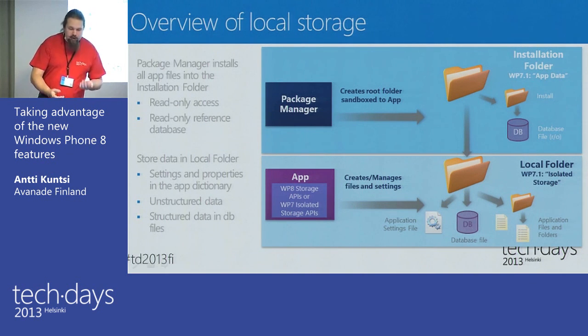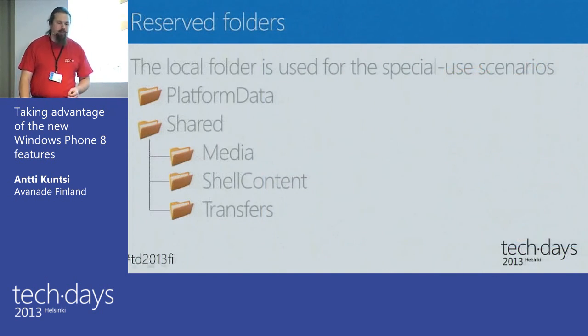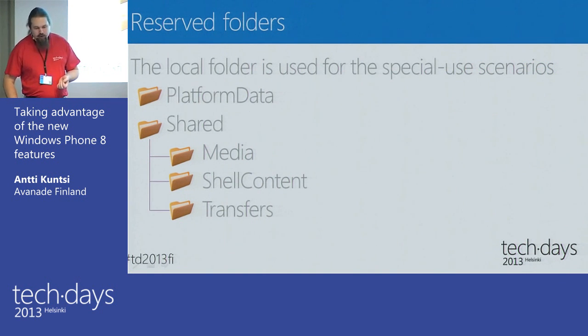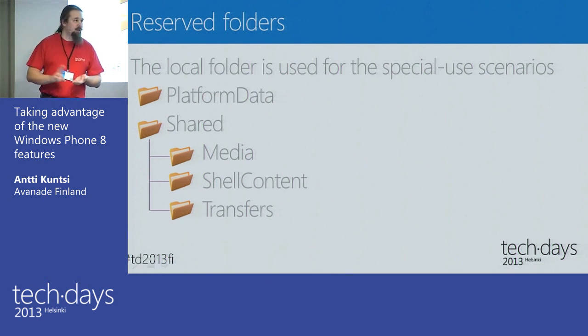It doesn't get destroyed, so you have persistence across upgrades of your application as well. You can create any files, any folders with few exceptions. So there are basically two directories that are restricted. Platform data. This is a directory that is created by the system for you when you use the photo chooser task. So that file is visible through that directory. And then the shared directory is used for media, shell content, and transfers.